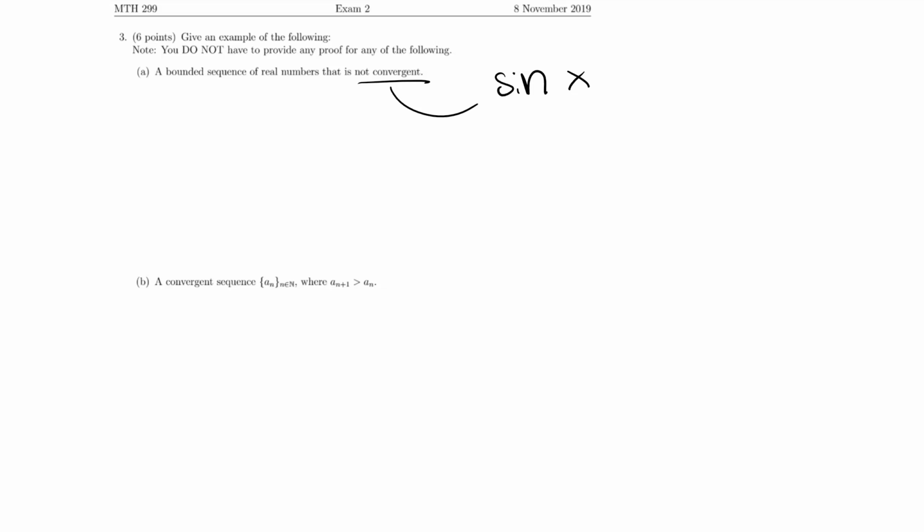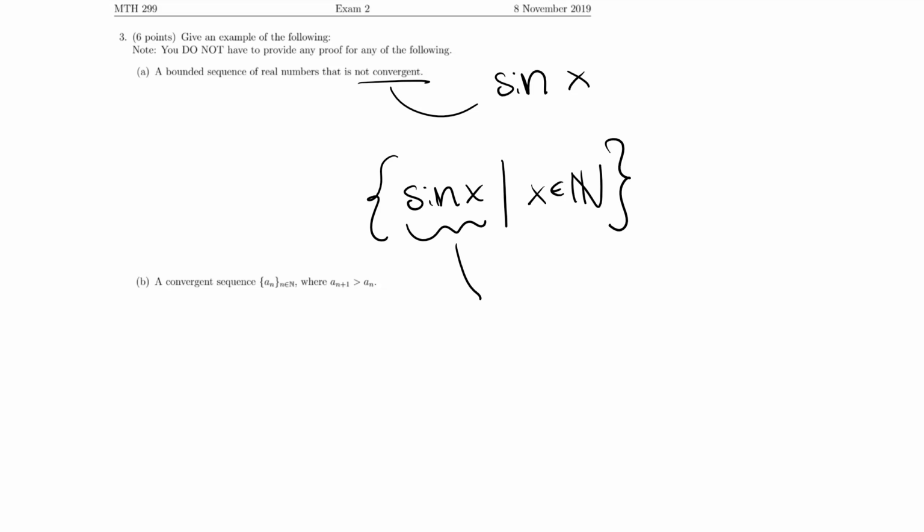Okay, well, great. So if we do, let's say, sine of x such that x is in the naturals, well, then each of these is going to be bounded, right? Because if you're just pulling from the natural numbers, the absolute value of sine of x is always less than or equal to 1. All right, cool. So a convergent sequence where a sub n plus 1 is bigger than a sub n. I see. Okay, so it does have to converge to something.